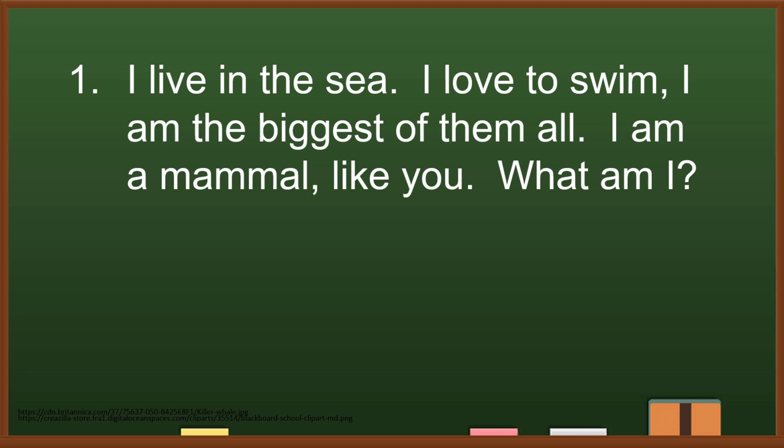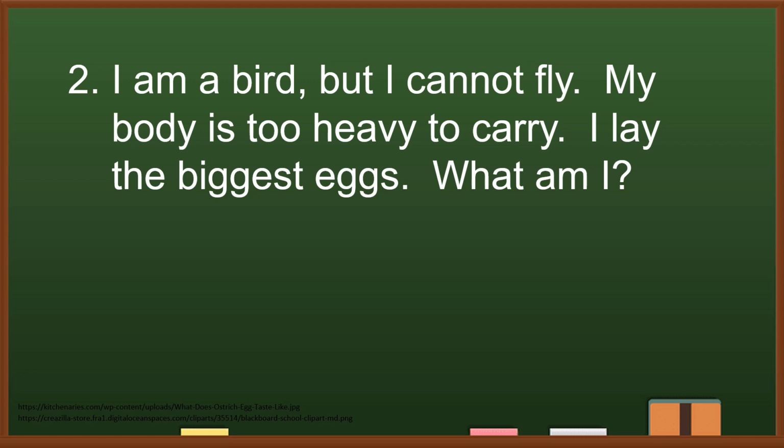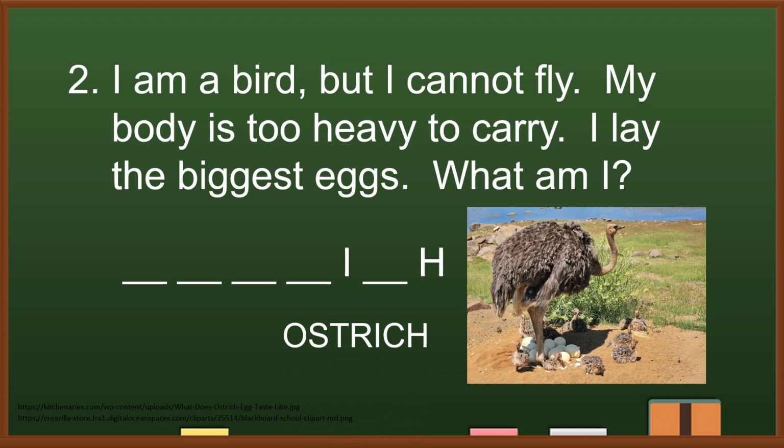Number 1, I live in the sea. I love to swim. I am the biggest of them all. I am a mammal like you. What am I? I am whale. Number 2, I am a bird, but I cannot fly. My body is too heavy to carry. I lay the biggest eggs. What am I? I am ostrich.